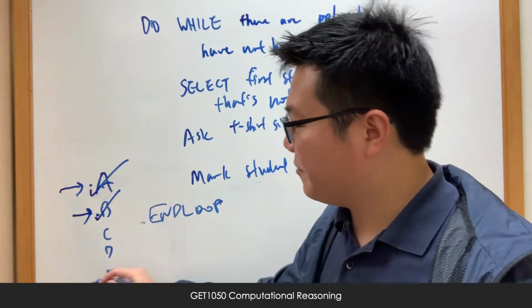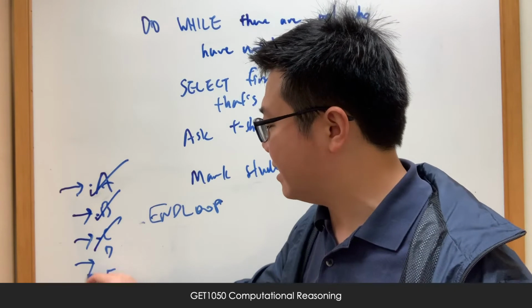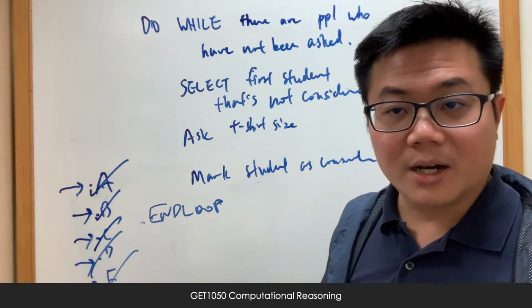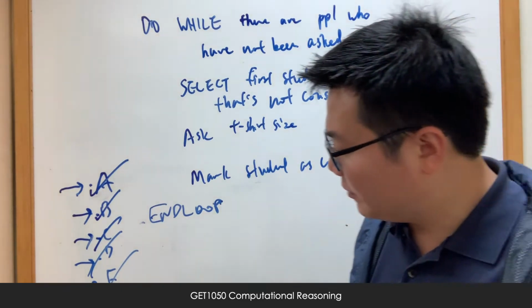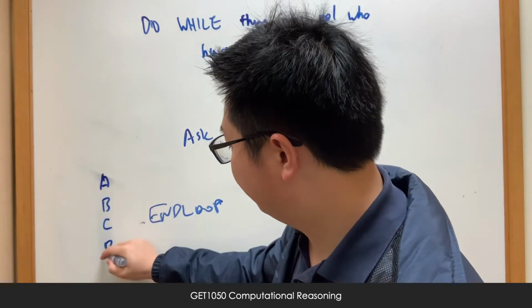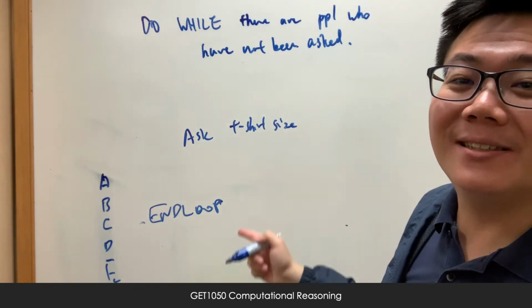Okay, then we can fast forward, right? We select this guy, we ask, then we mark. We select this guy, we ask, and then we mark. We select this guy, we ask, then we mark. About the same, right? Now, what's gonna happen if I take out this? Oh, I need to add one more, right? What's gonna happen if you do this?